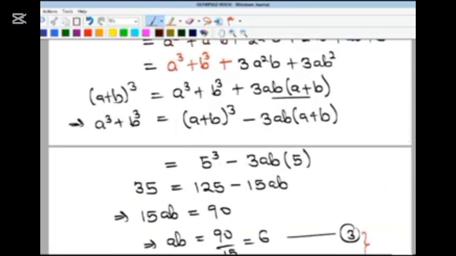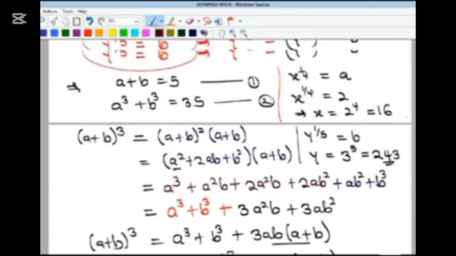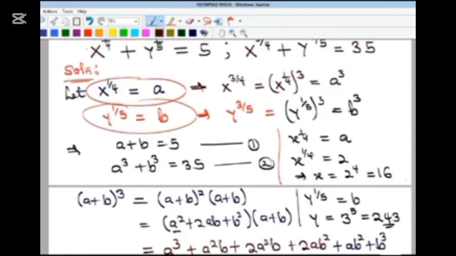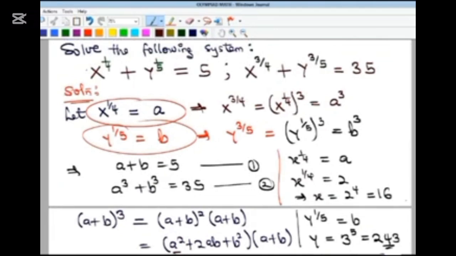Okay, so this is the set of values of our x and y for the system of equations given to us. All right, so that is what I have for you in this video, solving the system of equations. It's an Olympiad maths problem.